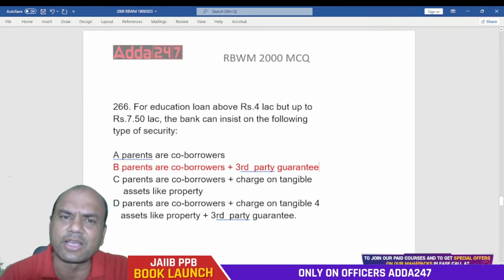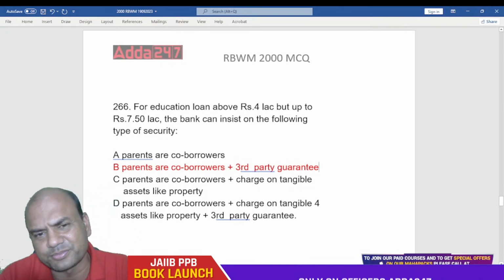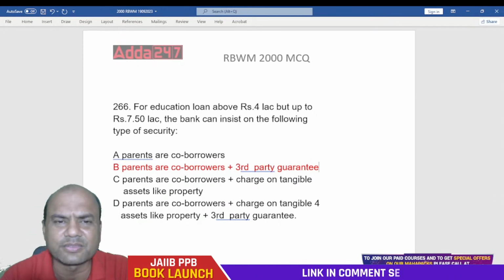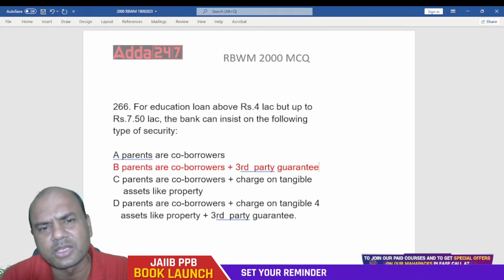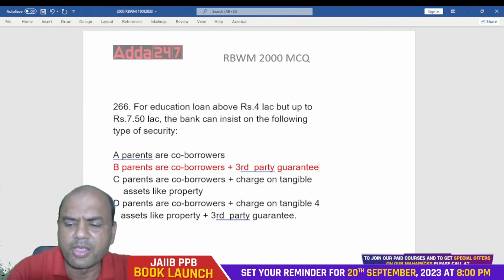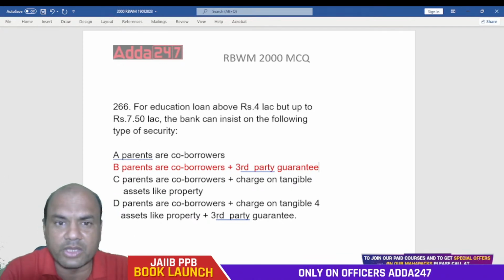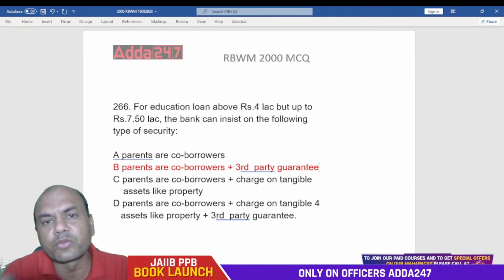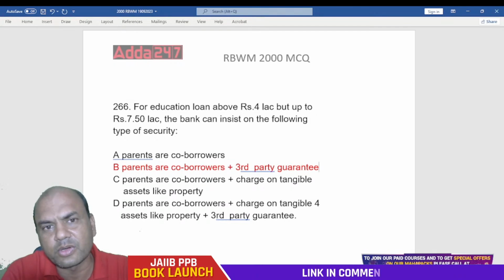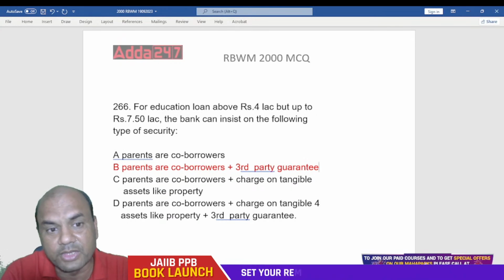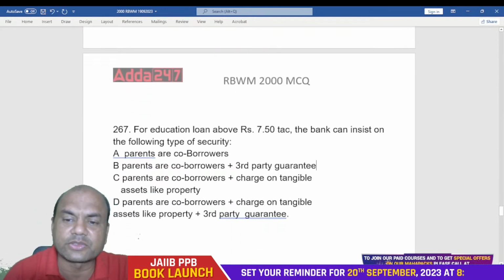That's why RBI doesn't say anything about this now. The restrictions are removed for all, and banks have to take their own risks. But for your JIB purpose, be specific about it, because you have to clear your JIB exam. Up to 4 lakhs, only parents as co-borrower. For 4 to 7.5 lakhs, third party guarantee plus parents.